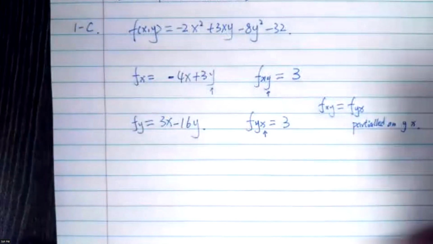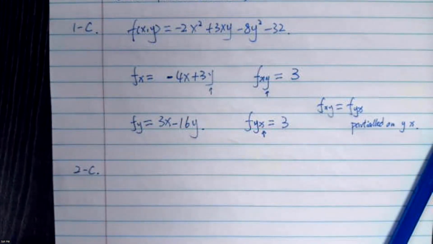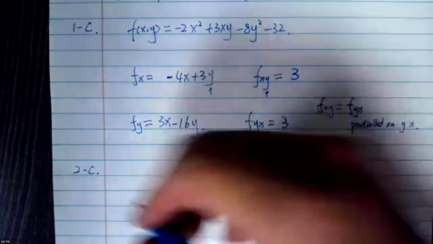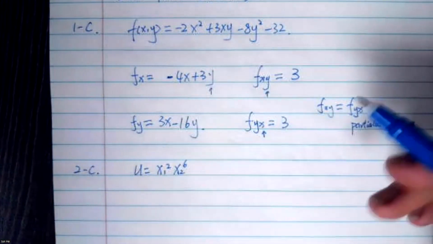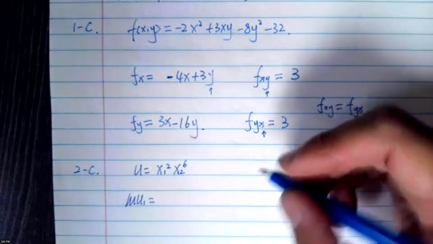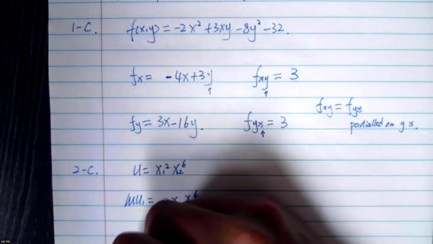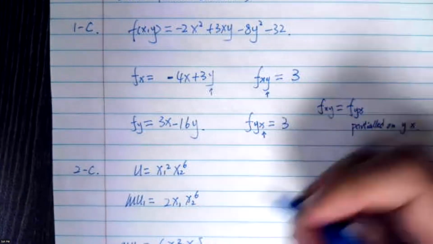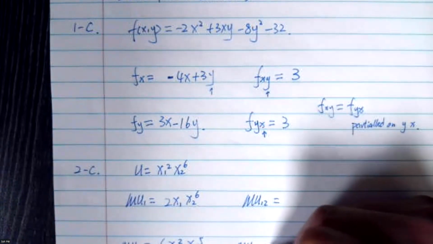Now let's look at the second one, which is the marginal utility. Previously, u equals x1 squared times x2 to the power 6. And we found the marginal utility partial on x1 is 2 times x1 times x2 to the power 6. Marginal utility partial on x2 is 6 times x1 squared times x2 to the power 5. And now let's do the cross derivative.